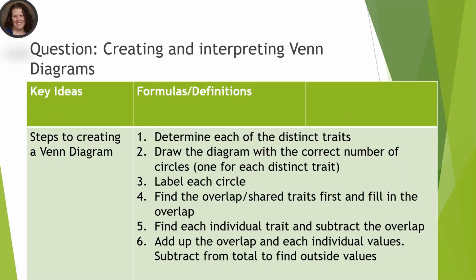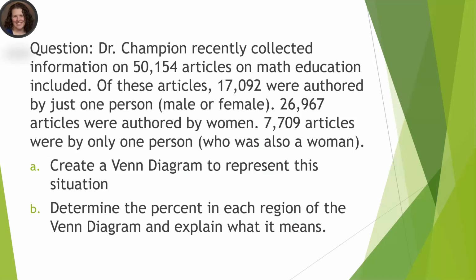So these are the steps I put together on how to create a Venn diagram. You may want to write these down so that as we're creating a Venn diagram, you can refer back to them. We need to determine the distinct traits, draw the circles, one circle for each trait, label the circles, identify the overlap, and then start filling in the numbers. And then we'll go over the rest of this when we get a little bit further along.